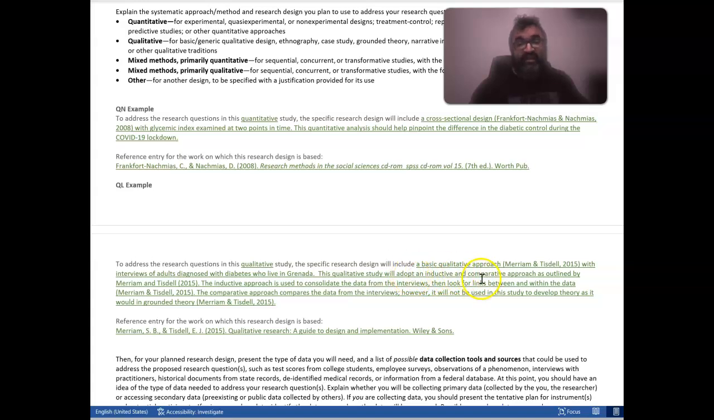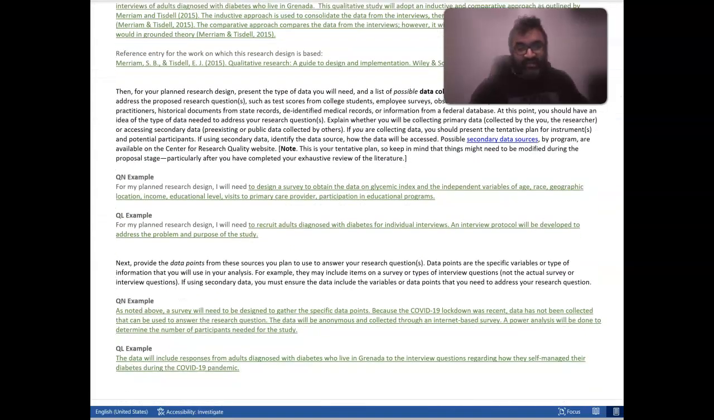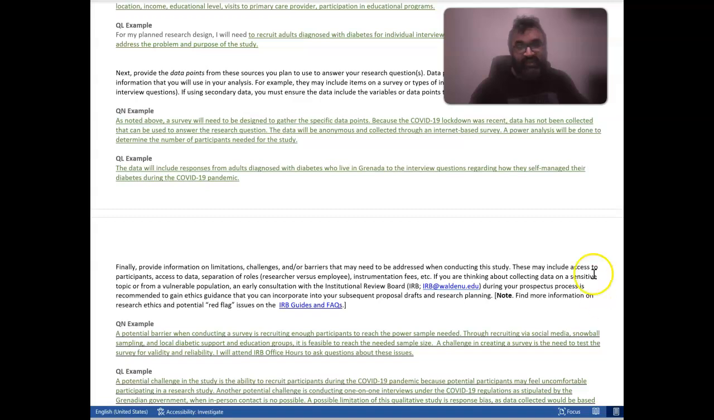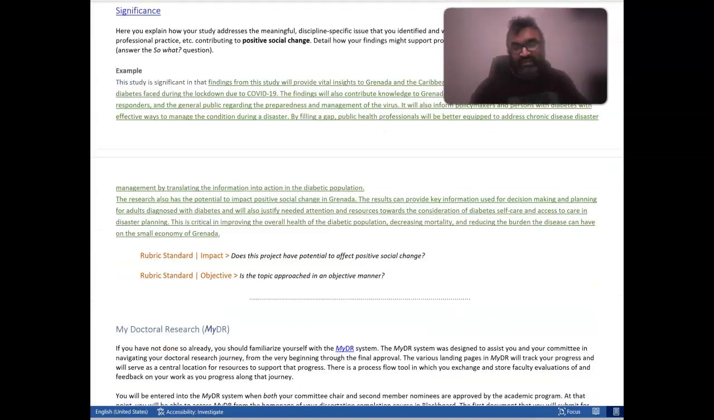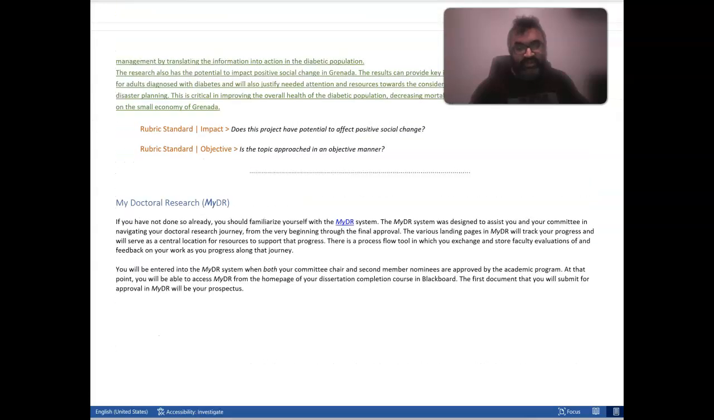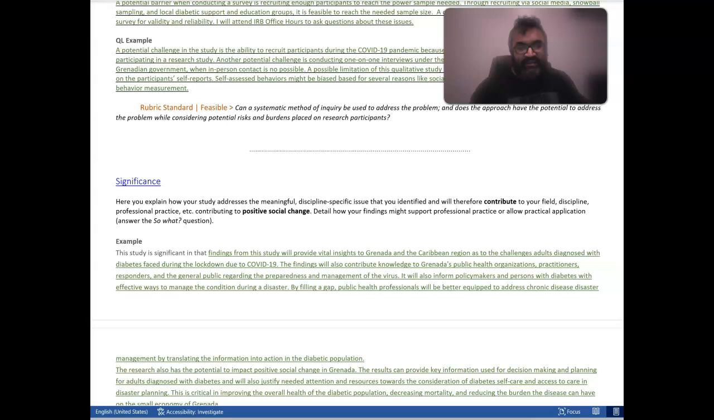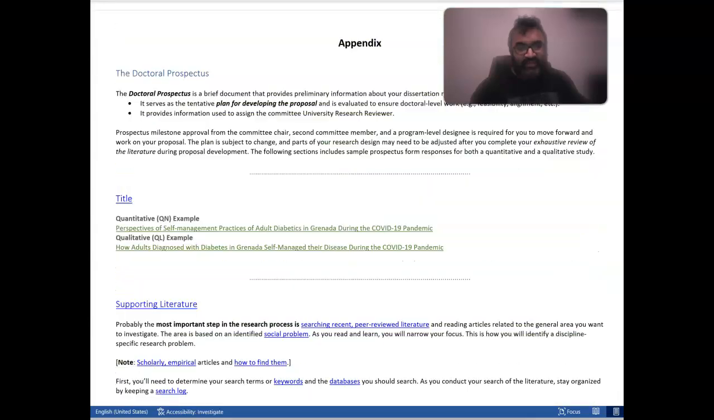So we'll adopt an inductive approach, and this is something I was telling you about. So from the interviews, and of course to develop a theory, they identify that as grounded theory. That's important, what type of study it is, and how the study you will conduct will recruit certain respondents. So here's all of the different examples. Significance is the same for both qualitative and quantitative, and that is basically what you have to complete.